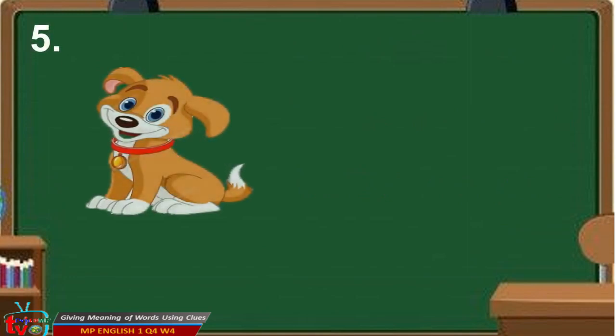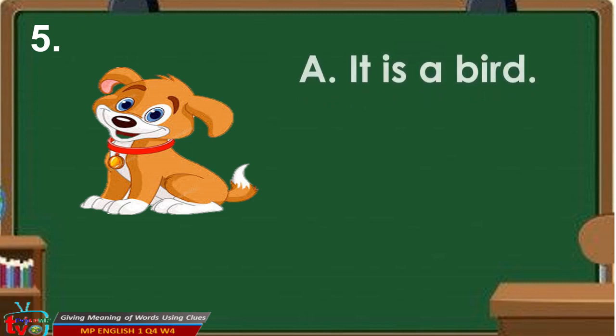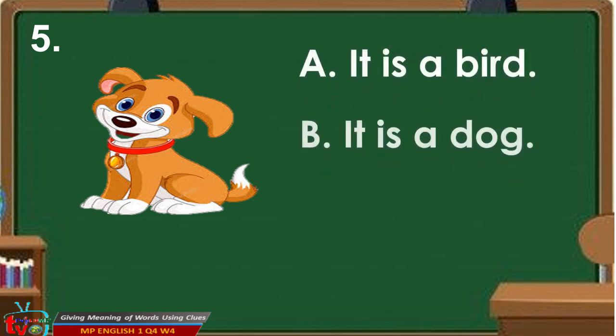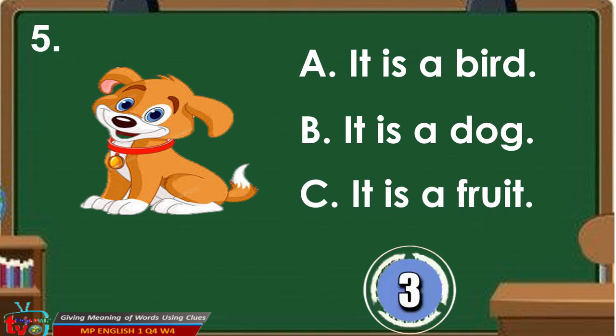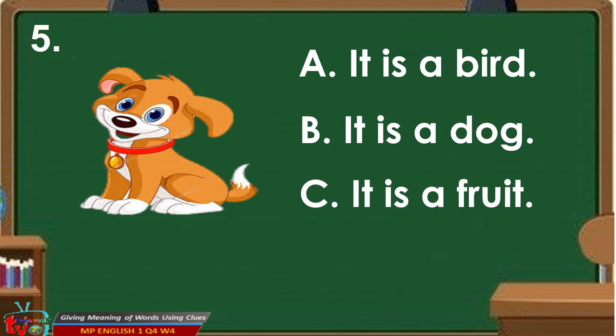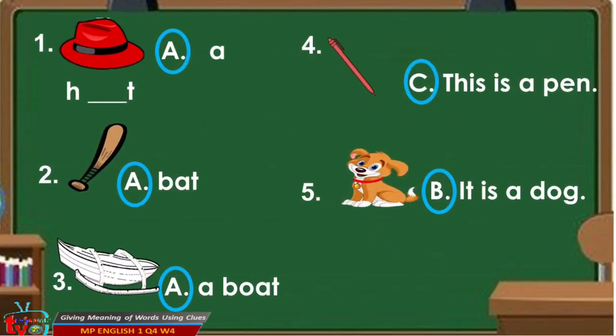Number 5. What is in the picture? A. It is a bird. B. It is a dog. C. It is a fruit. The answer is letter B. It is a dog. Let us see all the answers and try to check them again. How many correct answers did you get? If you got all correct, you started right. If you got 4 and below, don't worry. We have still a lot of activities for you.